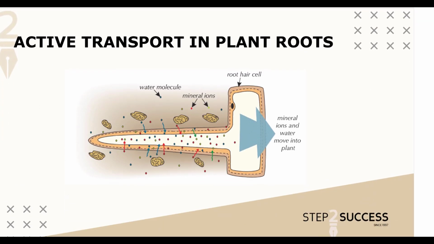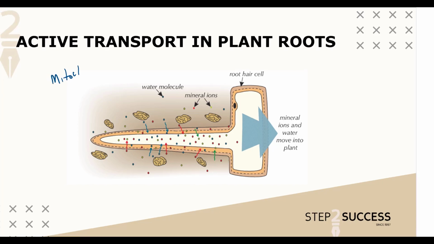So here is active transport in plant roots. As you can see, inside here we have a high concentration of these mineral ions. Outside the root here we have a very low concentration, yet still, thanks to active transport, this cell is able to absorb these small amounts of mineral ions outside. In order for it to do that, remember though, it will need mitochondria in order to get the energy that it needs to be able to do that.